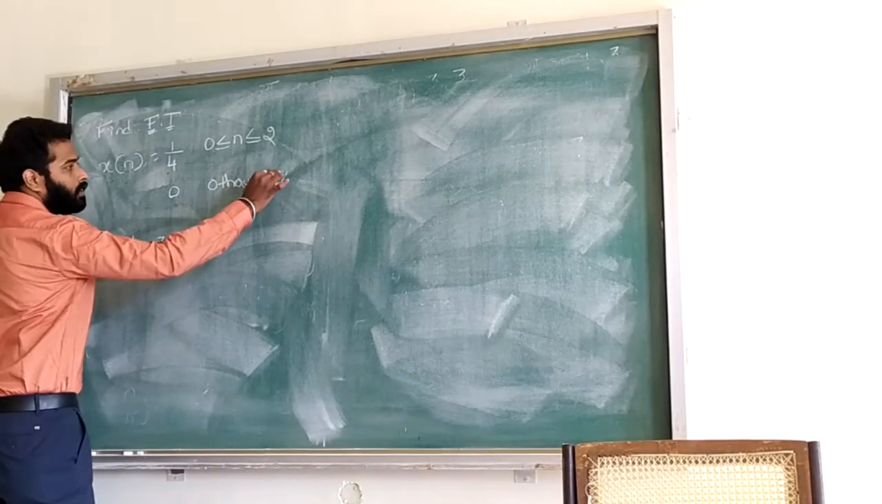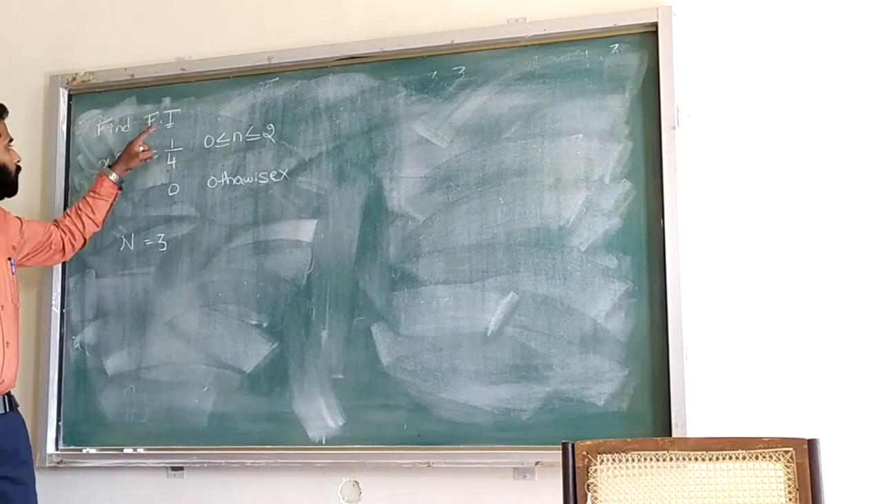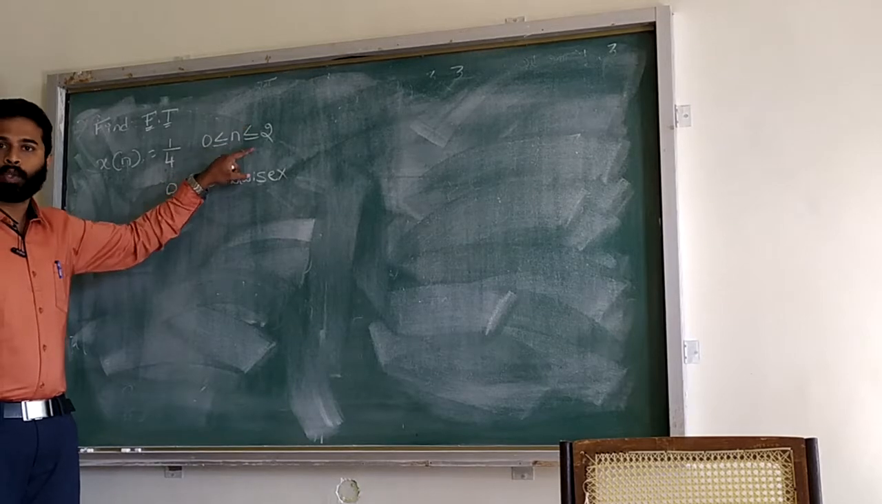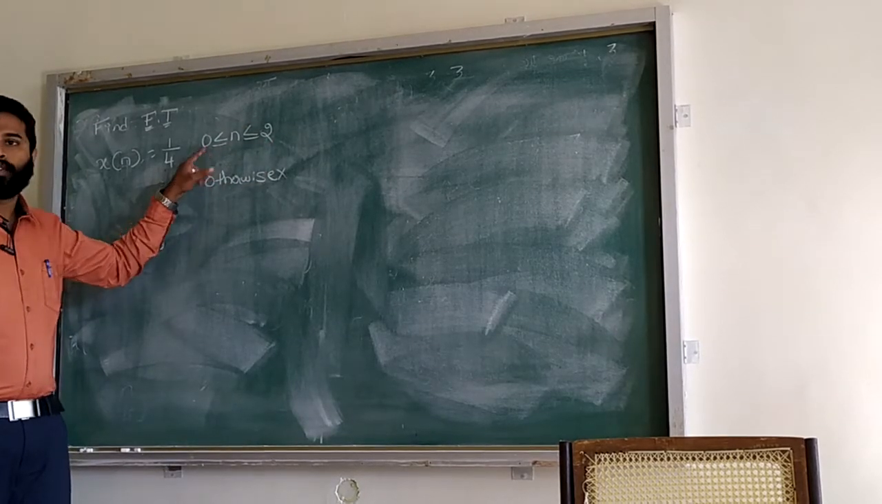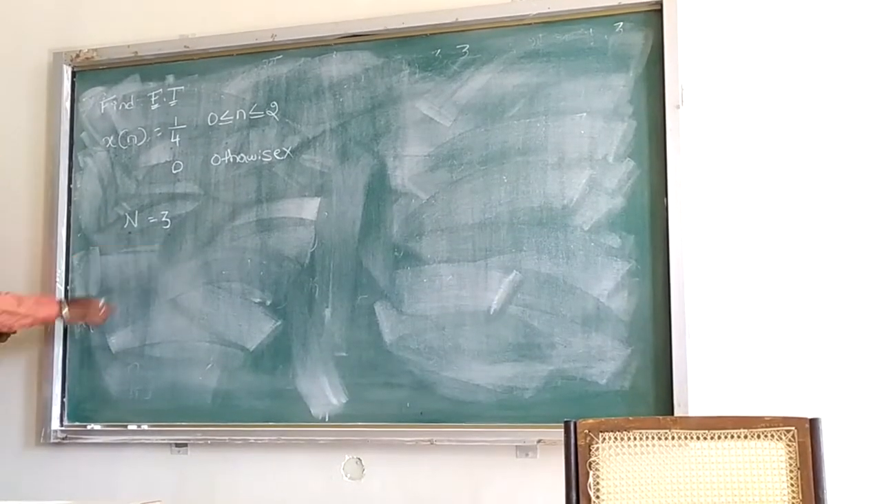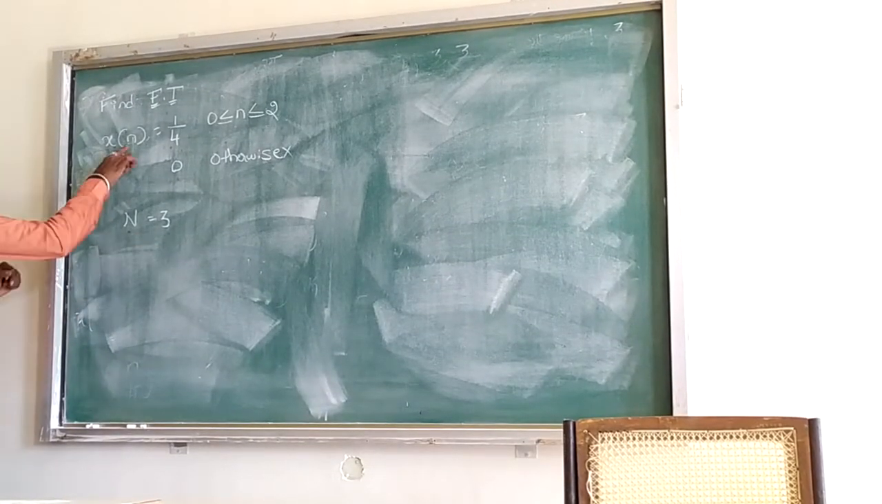So we will negate this. We only consider this one. X of n is equal to 1 by 4 for 0 less than or equal to n less than or equal to 2. That means total number of variables is 0, 1 and 2. Okay. So N is equal to 3. Now x of n is given.